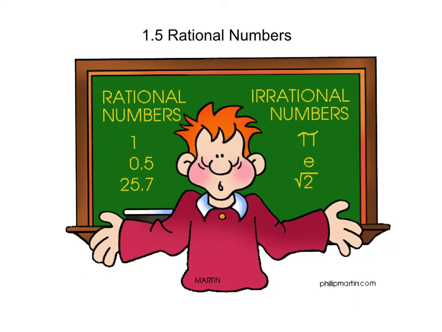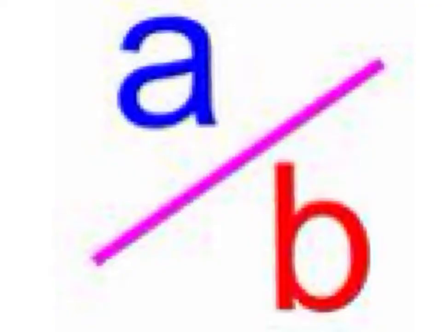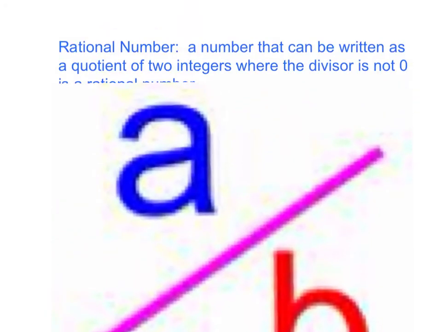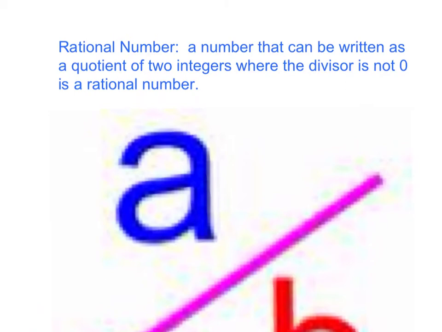Hello class, today we are going to dive into section 1.5, rational numbers. The first thing we'll need to do is find out what a rational number is. A rational number is any number that can be written as the quotient of two integers where the divisor is not 0. A rational number is essentially any number that can be written as a ratio or a fraction. Please take a moment to pause this video and write down the definition of a rational number.